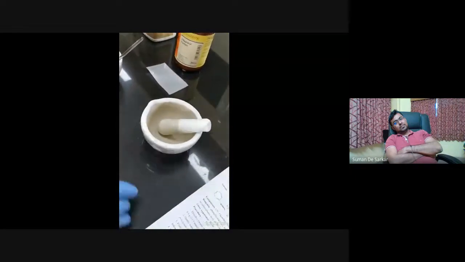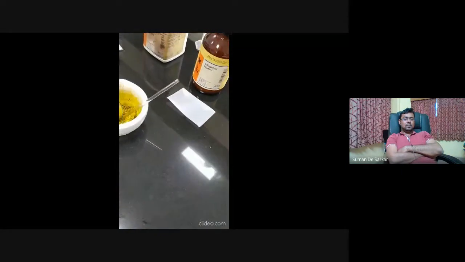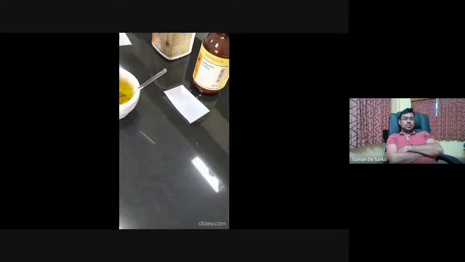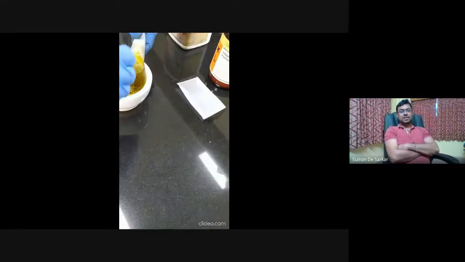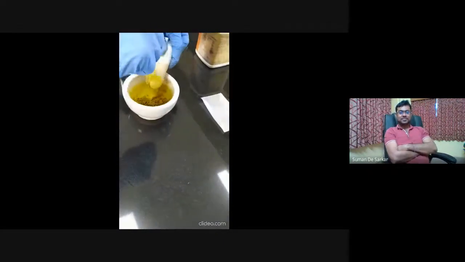So after 2 hours with grinding now and then, we are going to pour this material, the reaction mixture, in 40 ml water in a beaker. So it's almost like making masala. We are transferring the reaction mixture in 40 ml water in a beaker.